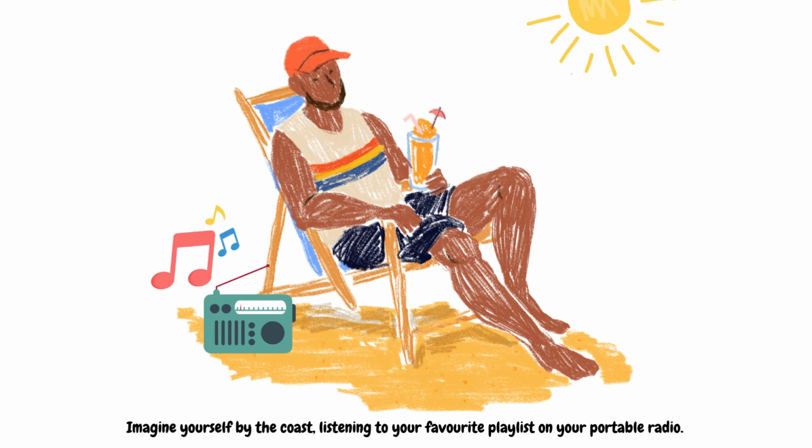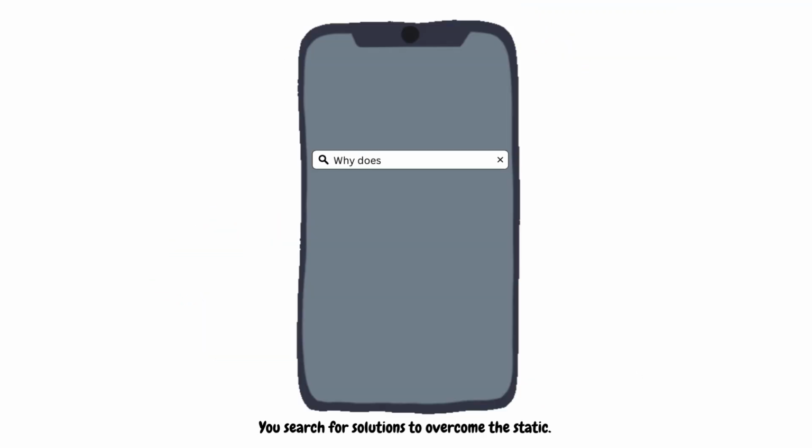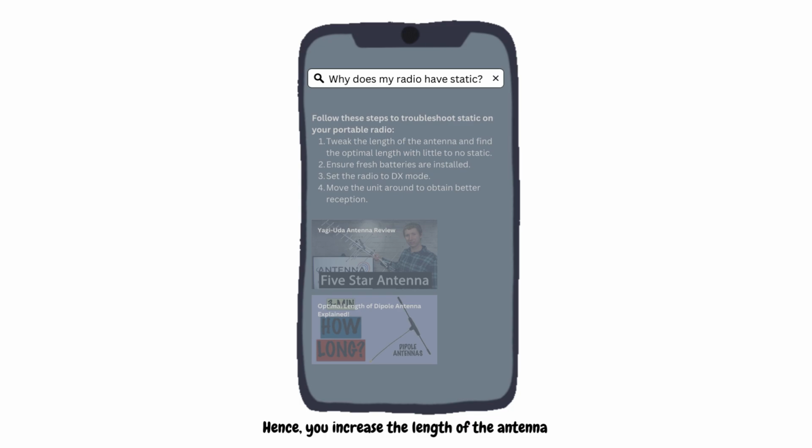Imagine yourself by the coast, listening to your favorite playlist on your portable radio. Suddenly, an ear-piercing swishing sound is blasted on your radio, followed by loud radio static. You search for solutions to overcome the static. You remember a common stereotype that when the length of antenna is longer, the message conveyed will be clearer. Hence, you increase the length of the antenna.